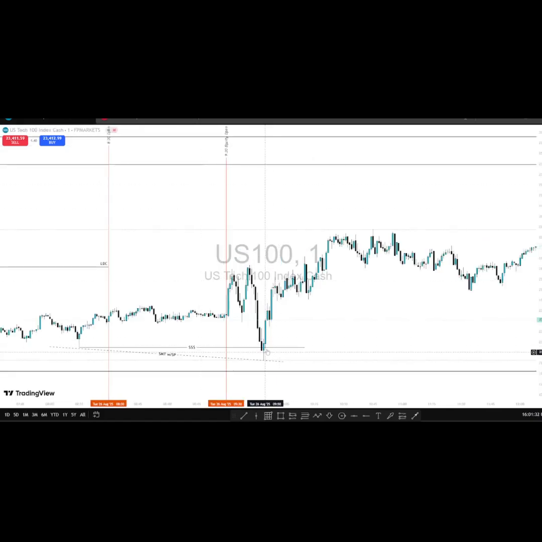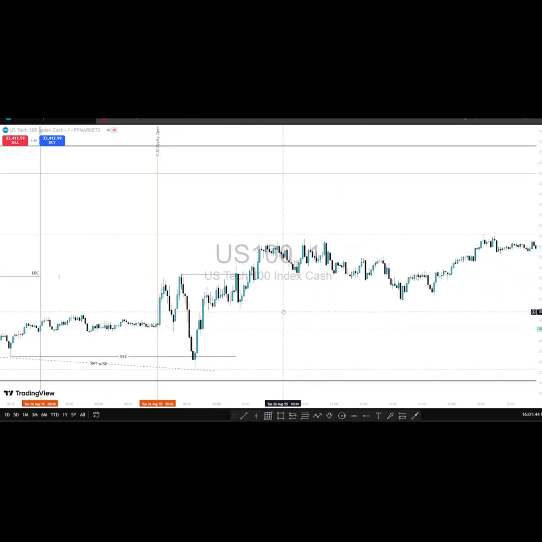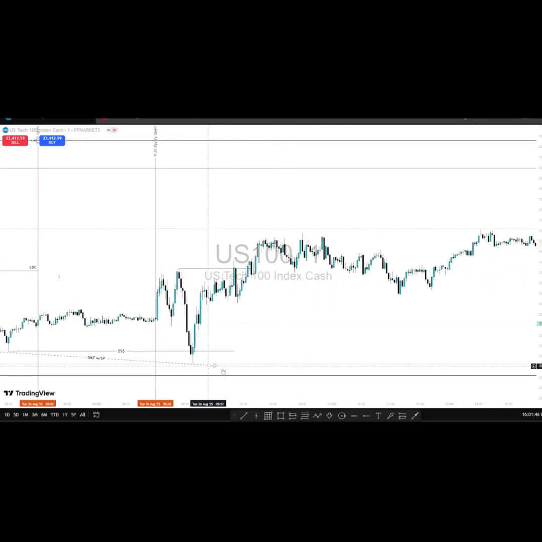So once that was swept, I labeled this as my last down close candle. Once we had a close above it, which was right here, that is when I took the trade. And where will my stops be? My stops will be below this low that took this sell side liquidity, where the SMT is.